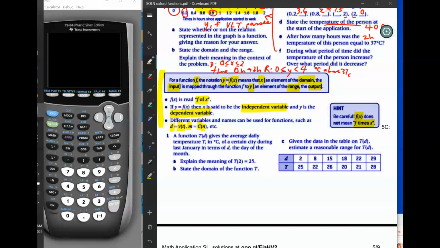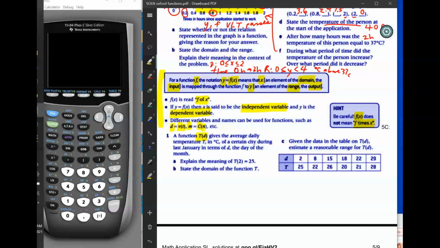Okay. All right. So, number one, a function T of D gives the average daily temperature T in degrees Celsius of a certain city during last January in terms of D, the day of the month. And this sounds maybe a little bit overwhelming, but they're just trying to give you context for this. They're telling us that the T means temperature, so the output value is temperature. The input value is D, which is day of the month of January. And they just say that the temperature is in degrees Celsius and D is in terms of days.